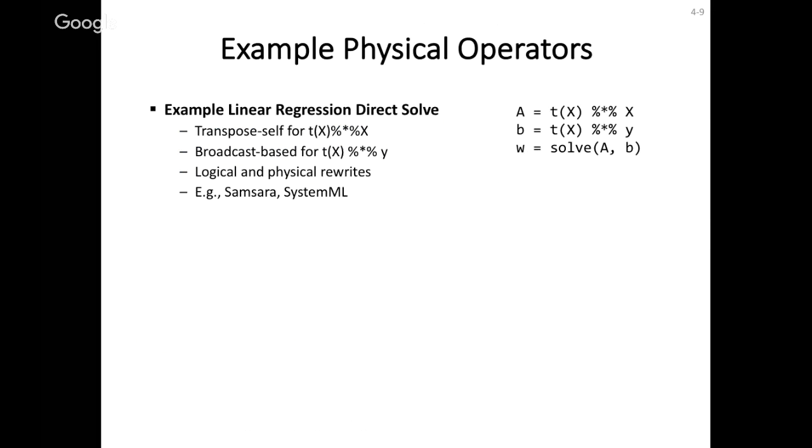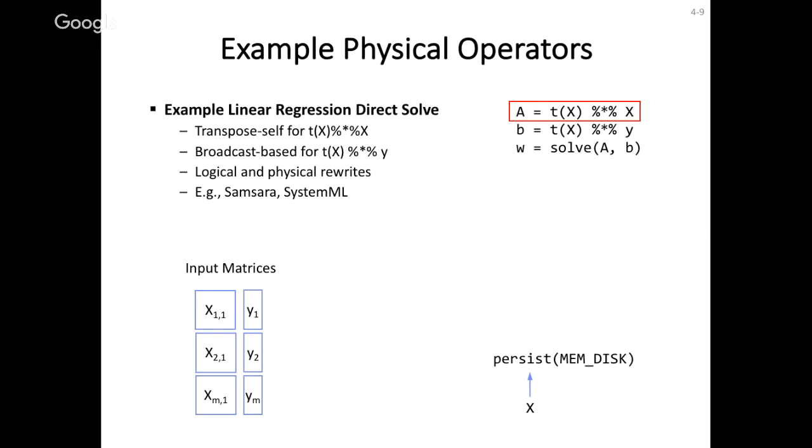So here again we see the core of a direct solve linear regression where we, in a closed form, compute essentially our model. This is supported by Mahout Samsara, by SysML, in terms of physical operators for transpose self as well as broadcast-based matrix multiplies. So how does it look like? Our distributed matrix usually looks like this. It's blocked in a certain format. In SysML, we use fixed size logical blocking.